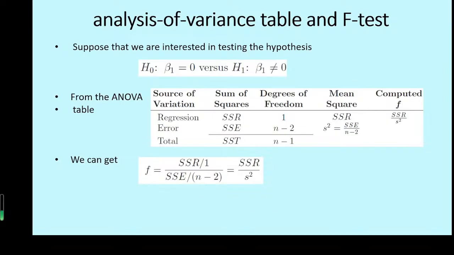But for simple linear regression with a single independent variable, the F-test is equal to the t-test for beta 1 equal to 0 against beta 1 not equal to 0. Because with a single variable, the t-test statistic squared exactly equals the F-test statistic. So this is just another alternative approach to the t-test for beta 1 not equal to 0.